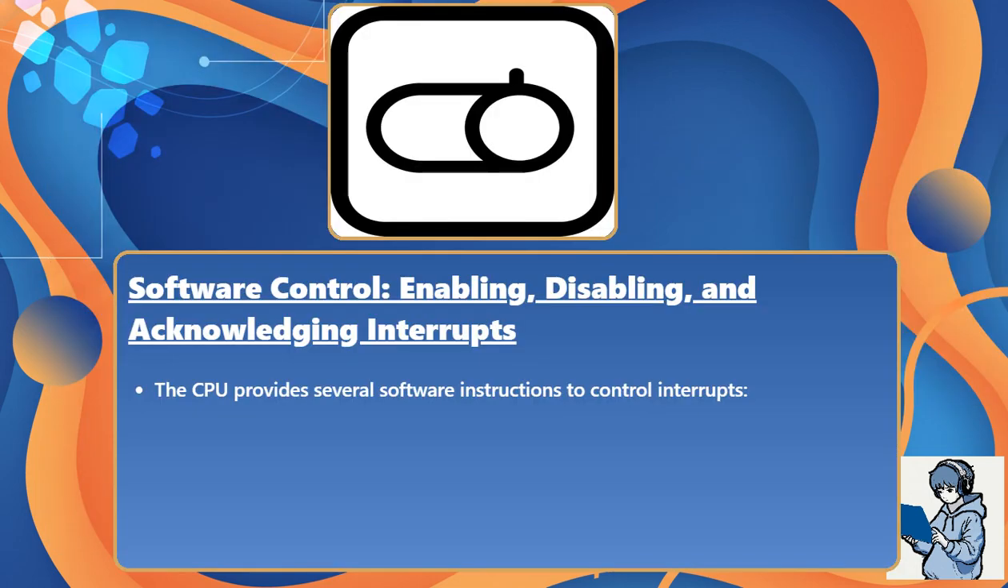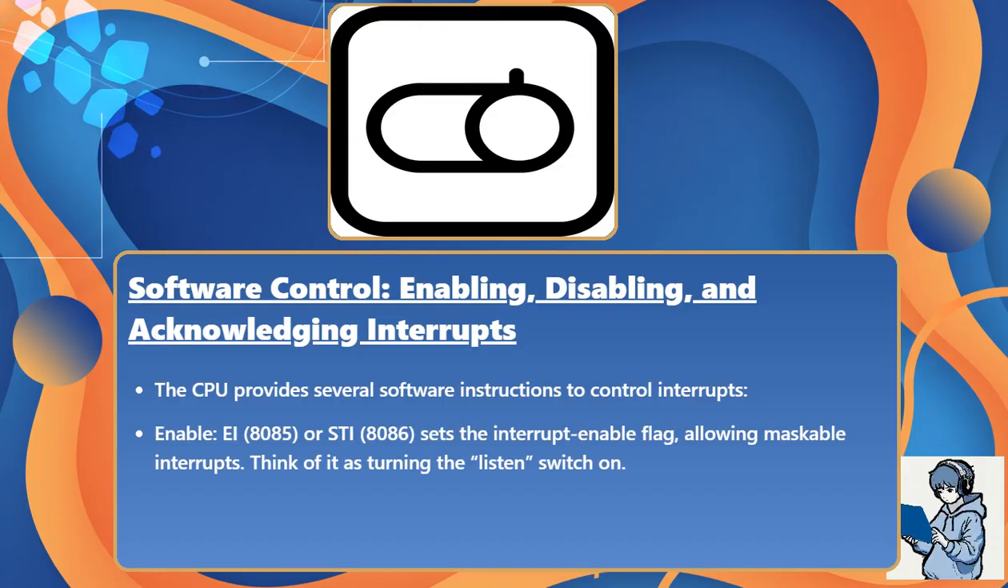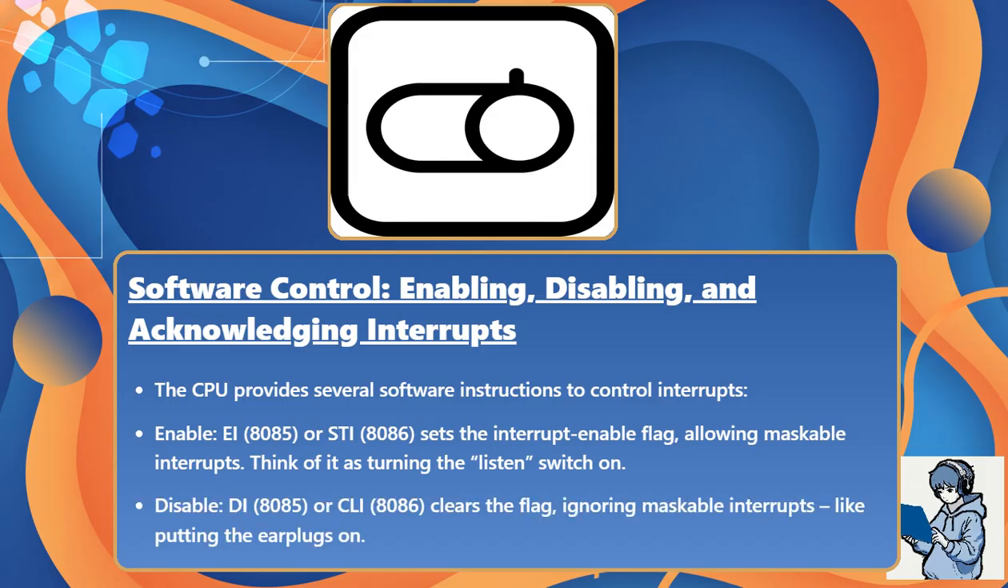The CPU provides several software instructions to control interrupts. Enable: EI in 8085 or STI in 8086 sets the interrupt enable flag, allowing maskable interrupts. Think of it as turning the listen switch on. Disable: DI in 8085 or CLI in 8086 clears the flag, ignoring maskable interrupts, like putting the earplugs on.